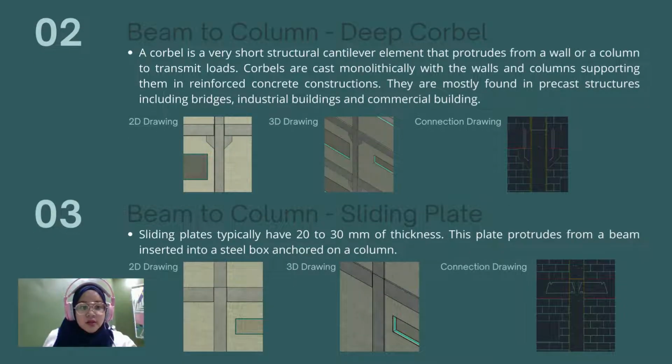Next, beam to column, the corbel. A corbel is a very short structural cantilever element that protrudes from a column or wall to transmit load. Corbels are placed monolithically with the wall and column supporting them in reinforced concrete construction. They are mostly found in precast structures including bridges, industrial buildings, and commercial buildings. For beam to column sliding plates, they typically have 20 to 30 mm of thickness. This plate protrudes from a beam and is inserted into a steel bolt anchor on a column.